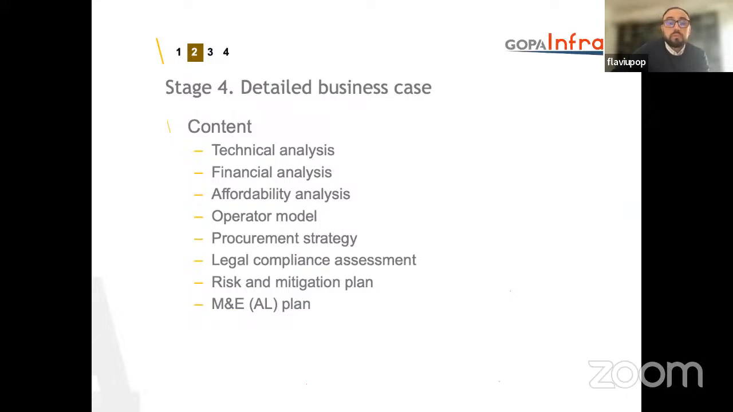But as I said earlier, in any project, there are some key elements which need to be considered. So you will always need to define your project on a technical level, to do a financial analysis, to check the affordability, to look at the operator models, procurement strategies, legal compliance assessment, risks and mitigation plans, and a monitoring and evaluation, or MEAL, plan, right? To have a MEAL plan in place. But again, the depth and the content of all these points really depends on and varies from one project to another.